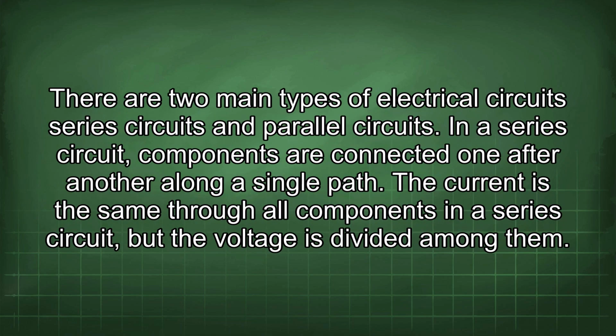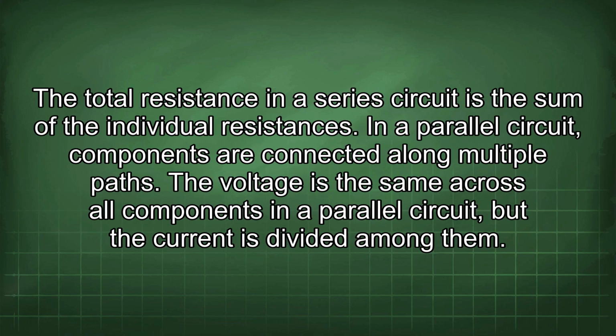There are two main types of electrical circuits: series circuits and parallel circuits. In a series circuit, components are connected one after another along a single path. The current is the same through all components in a series circuit, but the voltage is divided among them. The total resistance in a series circuit is the sum of the individual resistances.